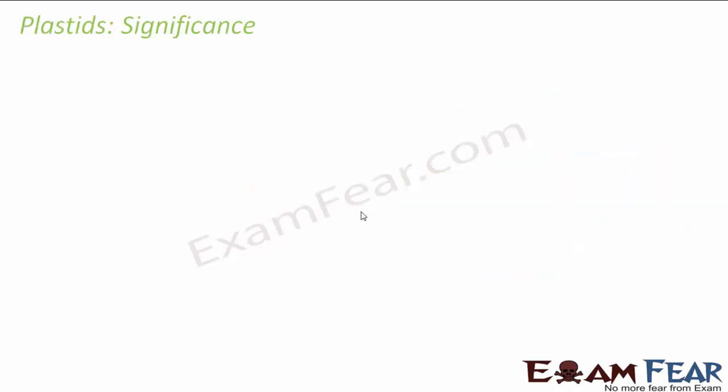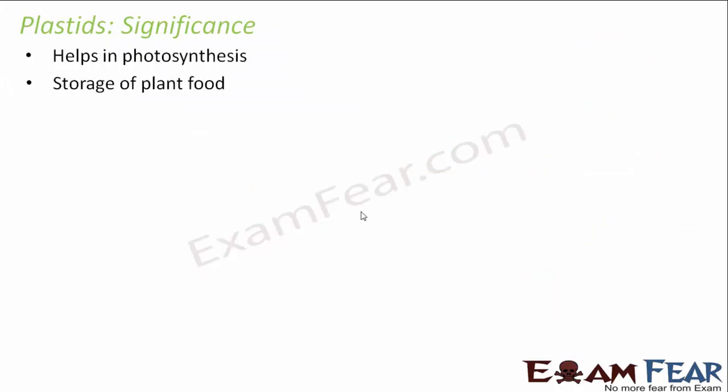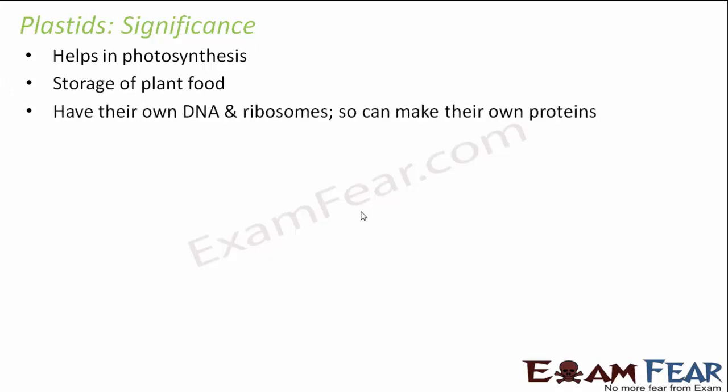Now let us quickly look at the significance of plastids. They help in photosynthesis, absolutely true. They also help in storage of plant food, which is extremely necessary again. They have their own DNA and ribosomes, so they can also make their own proteins. So this is a similarity of plastids with whom? With mitochondria. Even the same thing is true for mitochondria. Mitochondria also have their own DNA and ribosomes, therefore they are not dependent on others for proteins. They can make their own proteins, right? So that is how plastids are significant to plant cells.